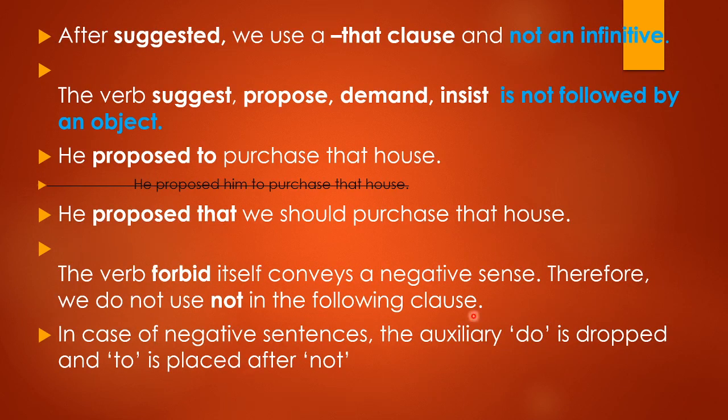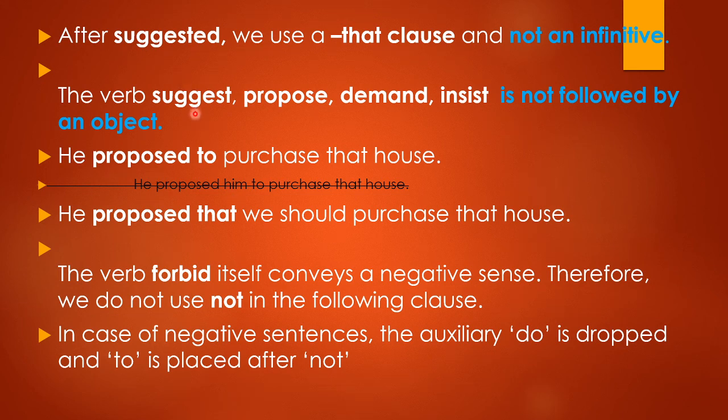Now, next thing to remember is the verbs suggest, propose, demand, insist. They are not followed by an object. So here again, you need to remember these verbs will not be followed by a direct object. For example, he proposed to purchase that house. Now here you cannot write he proposed him to purchase that house. Now this him is the object, and proposed will not be followed by an object like this.